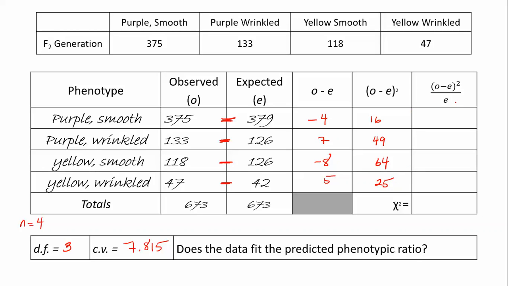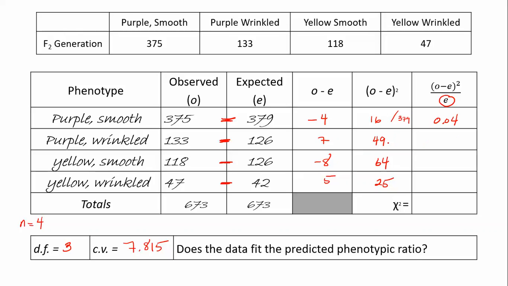Notice though, when I get to the next step, the number I'm dividing by, my expected, is a really big number. What this means is that the larger the sample size you get, the easier it is for your chi-squared value to be a smaller number. So let's go ahead and do this. For our first calculation, it's going to be 16 divided by our expected, which is 379, and that gives you 0.04.